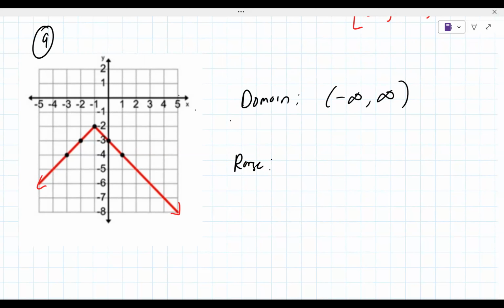The range would be from negative infinity to -2. So when you're reading it out loud, you want to say either includes -2 and then put a bracket or a parenthesis. But that's really good, the way you're doing it there. Fantastic.